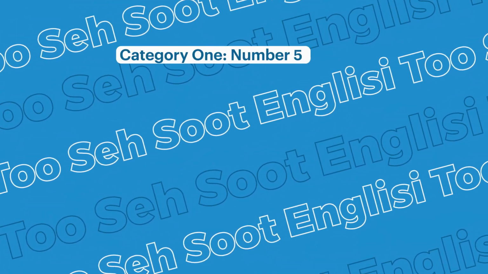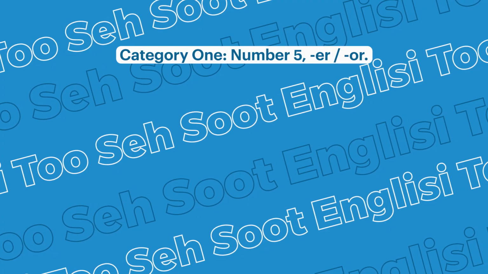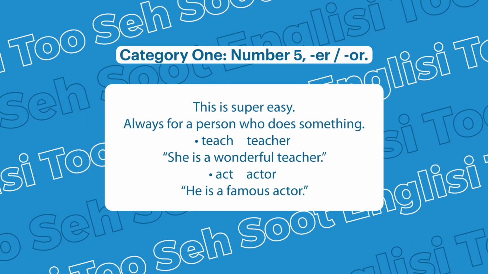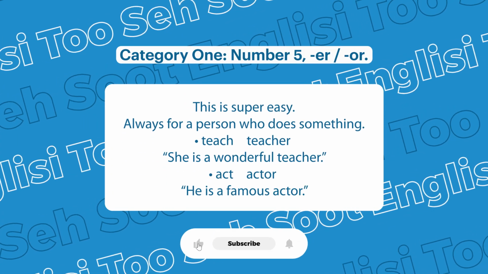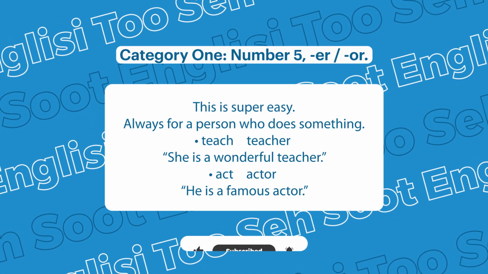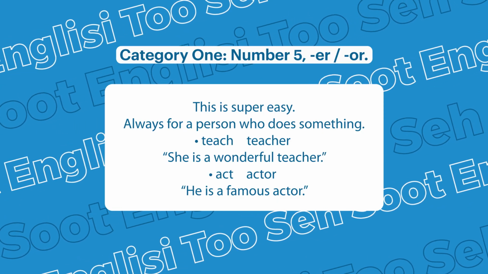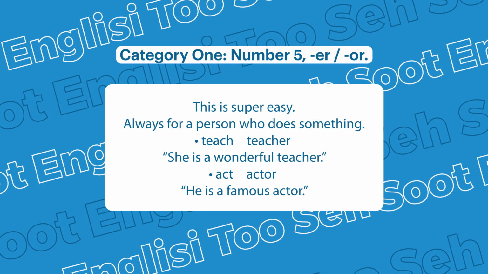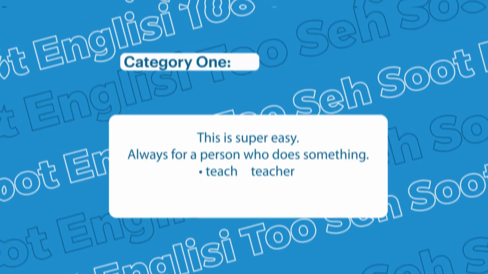Number 5, er or or. This is super easy, always for a person who does something. For example, teach becomes teacher. She is a wonderful teacher. Act becomes actor. He is a famous actor.